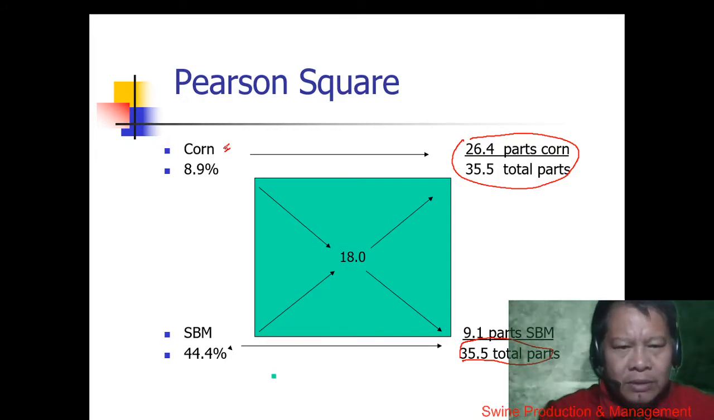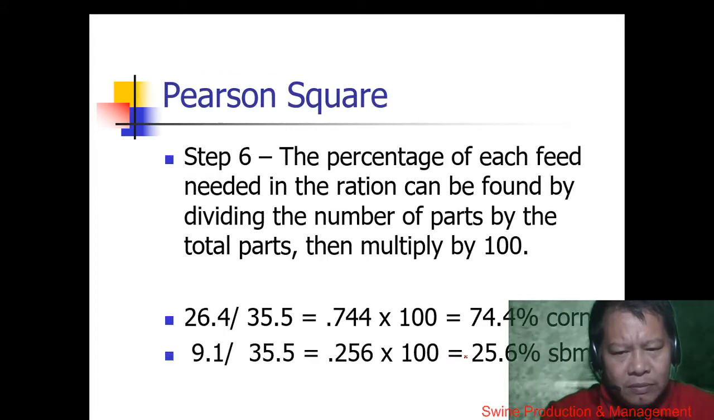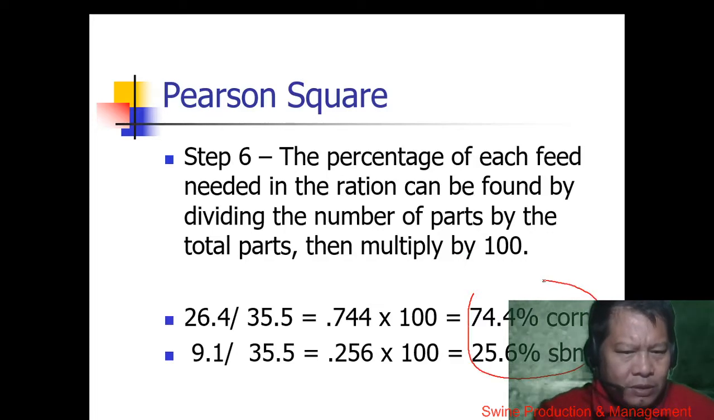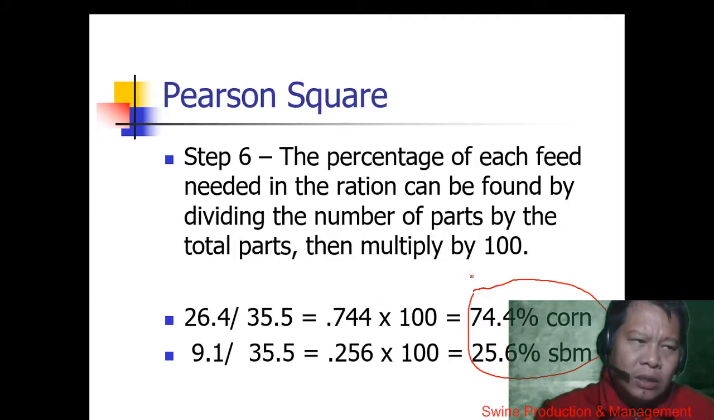Same goes for the parts of soybean. So, 9.1 parts of soybean divided by 35.5 total parts, then times 100, that is 25.6. So, this is now the proportion of the total parts. This means that in the 2,000 kilos that we will produce as total mixture, 74.4% is corn and 25.6% is soybean meal.